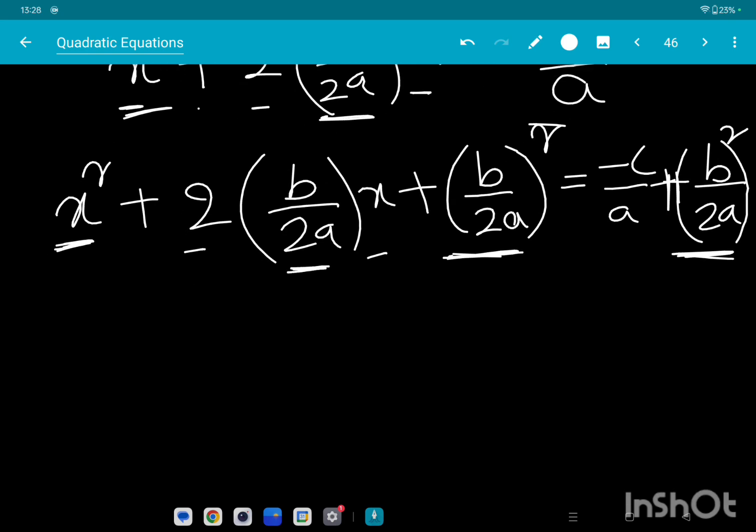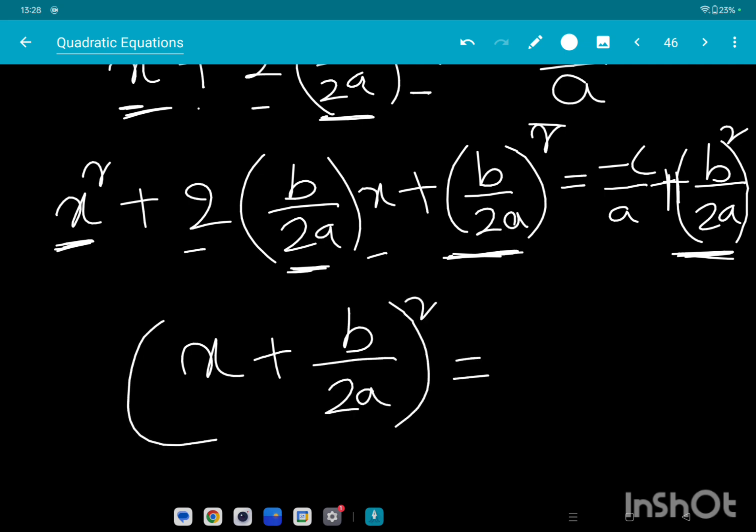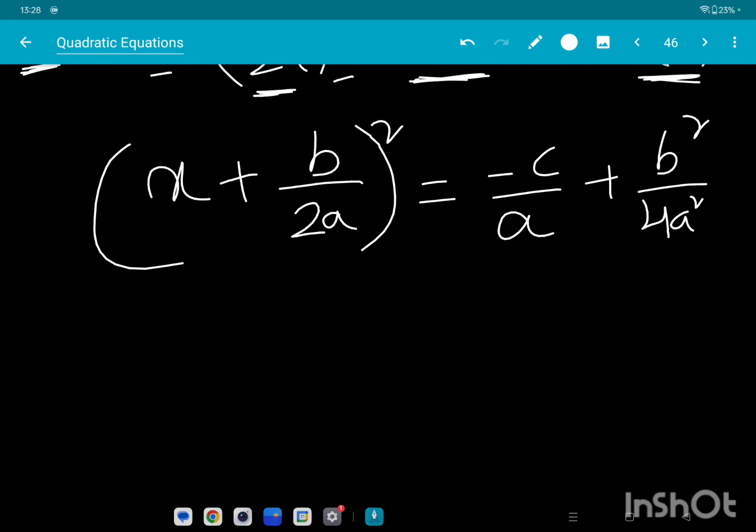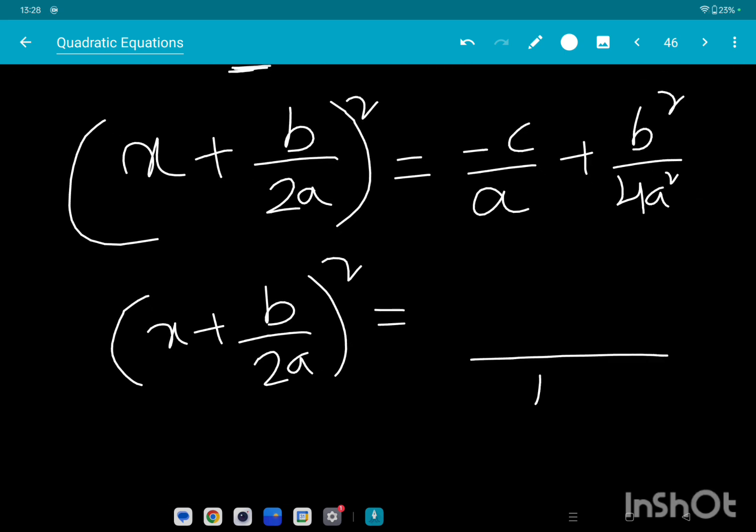Here a plus b, what is the b value? Here it is b by 2a, so I can write it as x plus b by 2a whole square, right, is equal to, here I will solve it, minus c by a plus b square by 4a square. Now how can I solve this? I will write x plus b by 2a whole square is equal to, now I am going to solve the right side. Here the LCM is 4a cube. If I take the LCM, it will be 4a cube, and then what will be the answer? The numerator will become minus 4a square c plus a b square.